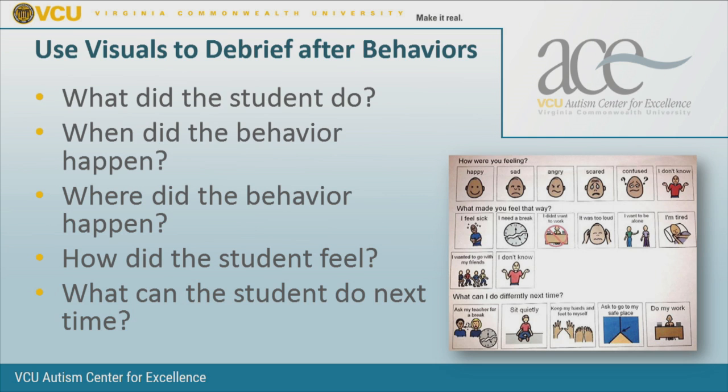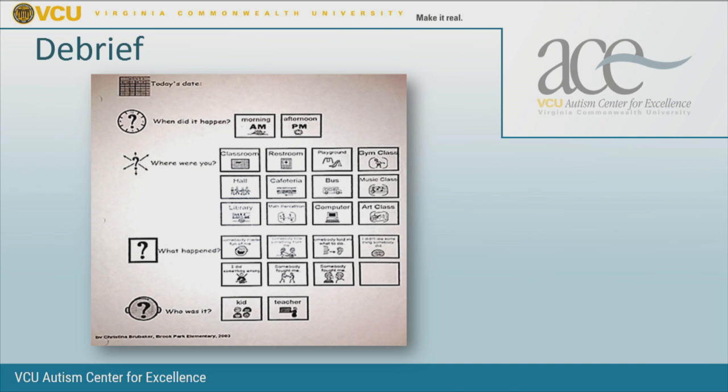To the right is a very basic representation, with picture icons that allow the student to answer all of the questions that we listed. Again, here's just another example that answers the same questions of what happened, where did it happen, who are you with, what can I do next time. This tool is as important for the student to understand and utilize as it is for staff.